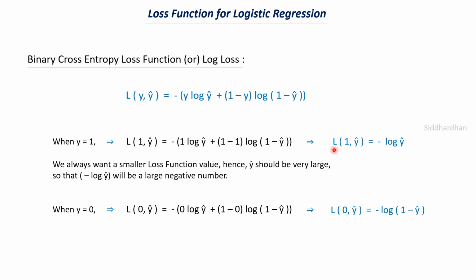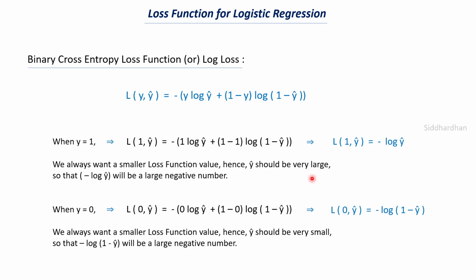It is a very small number, and we know that our y cap value can lie only between 0 and 1. So whenever I'm saying that a y cap value should be very large, it is closer to 1. And whenever y is equal to 0, we again want a smaller loss function. In this case, the y cap value should be very small. So when the y cap value is very small, your 1 minus y cap value will be large, and your negative log of 1 minus y cap will be a large negative number.